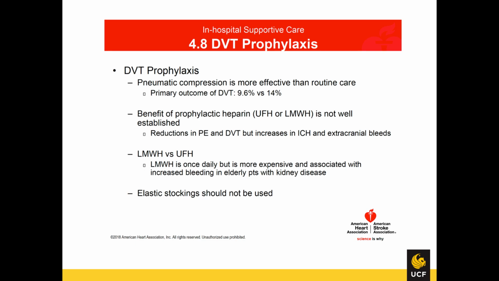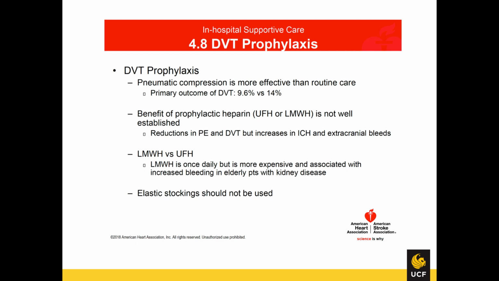Primary outcome of DVT, we have 9.6% versus 14% in terms of those using pneumatic compressions. Benefit of prophylactic heparin, not well established. We just mentioned that it can increase the risk for ICH, so we would want to avoid either giving an anticoagulant like heparin while the patient received TPA therapy, or the other way around. If the patient received low molecular weight based heparin or any kind of significant anticoagulant therapy within 48 hours prior to presentation, then they would not be a candidate for TPA.